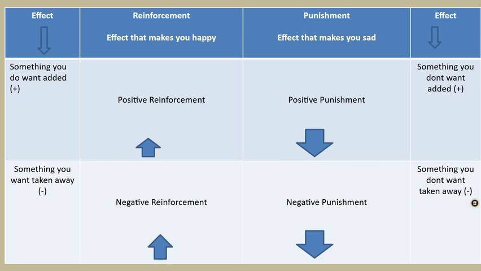And finally, there's negative punishment. Negative punishment, again, punishment is something you don't want. Negative means that something is taken away. This is where something is taken away that you don't want taken away. So you sneak out and your parents take your cell phone. You get a ticket and your parents take away your car.